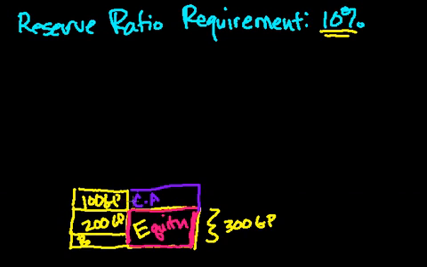So my question is, if this is all of the reserves I have, how much can I lend out, or how much can I expand my balance sheet? Well, the reserve ratio requirement says that my reserves over my total checking accounts on my liabilities, and kind of the notes that I issue, have to be at least 10% of that.